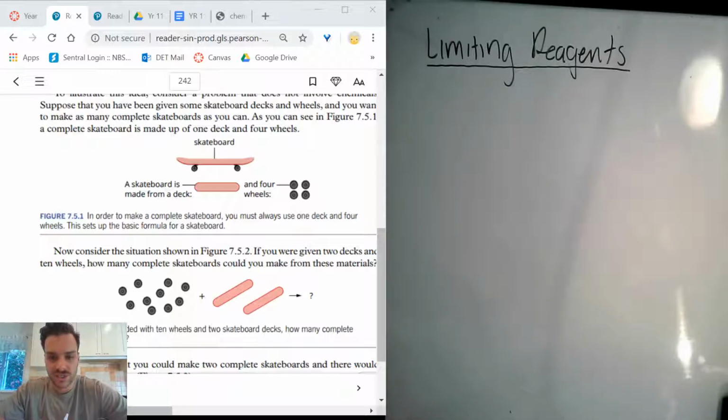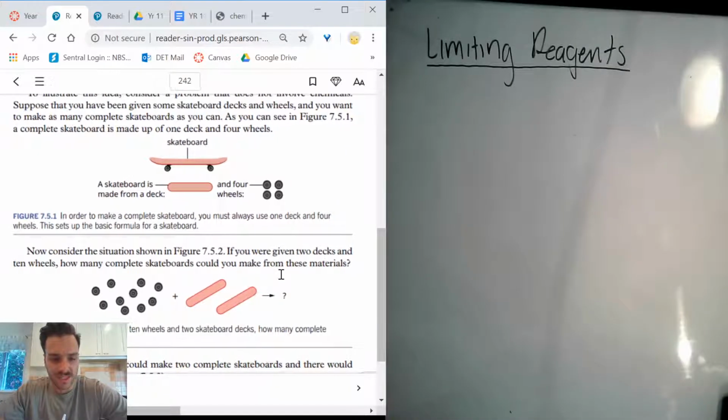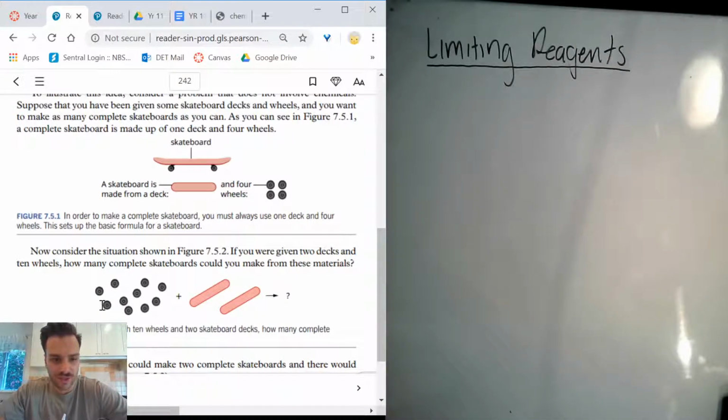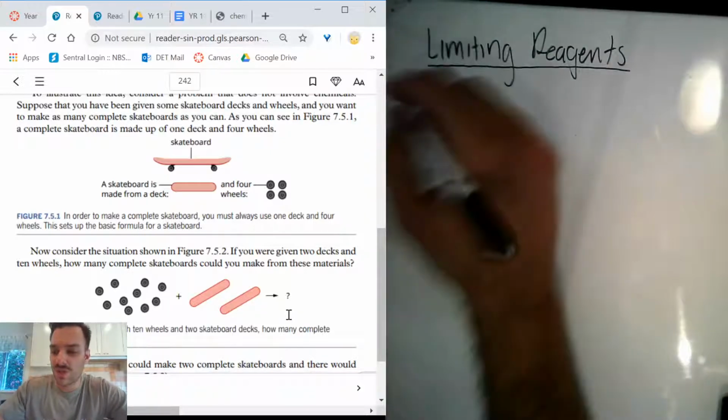So if we have a look at the situation that's down here, we can actually work out how many skateboards we can make in total. So let's count the wheels: 1, 2, 3, 4, 5, 6, 7, 8, 9, 10. But there's only 2 decks. So the problem here is that you only need 8 wheels, but you're going to use the 2 decks. So you can't use the wheels for stoichiometry. You can only use the decks.